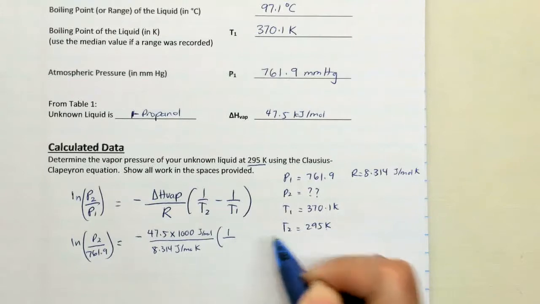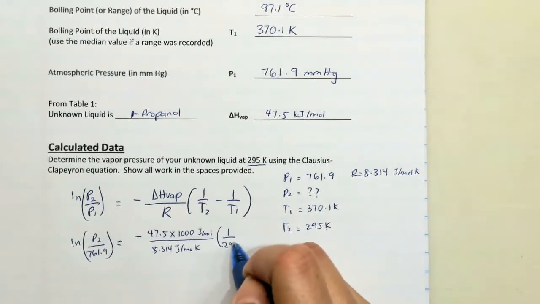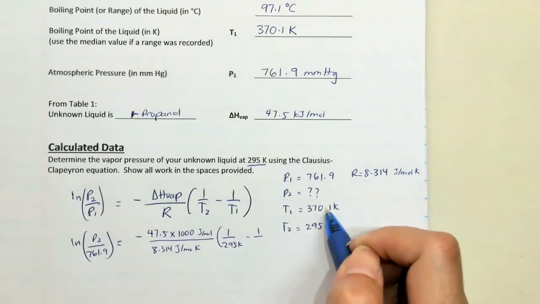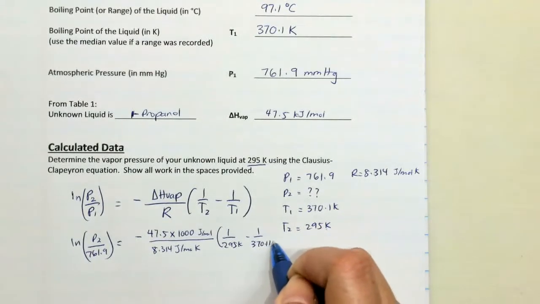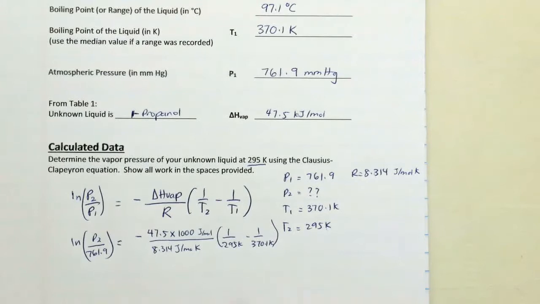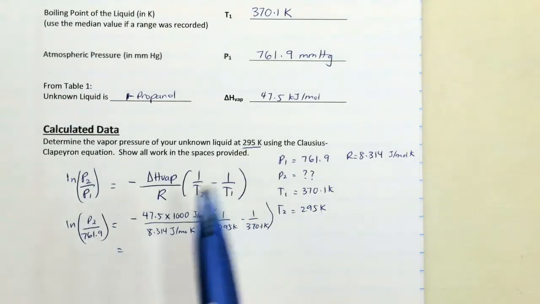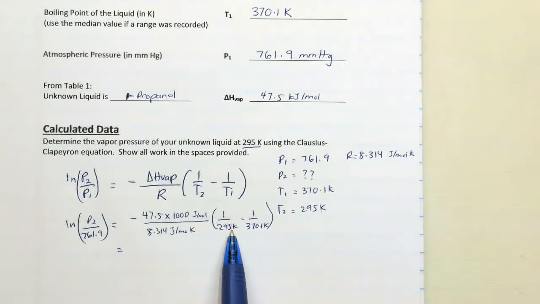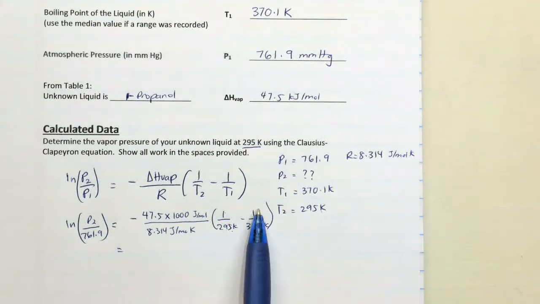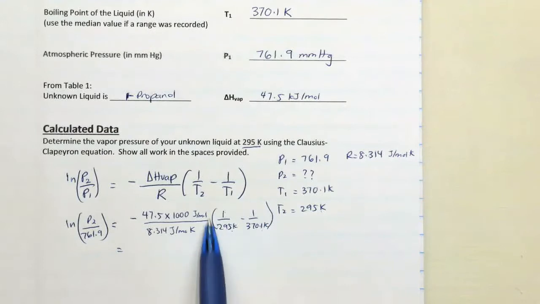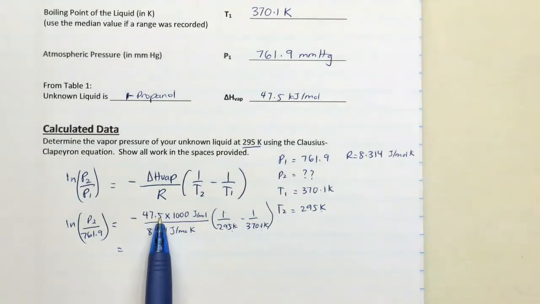And then my R is 8.314 joules per mole Kelvin. And then 1 over, in this case, 295 Kelvin minus 1 over my T1, which is 370.1 Kelvin. Okay. So all you do now is plug this into your calculator. When you try this, you should try with my example and see if you can get it. What I like to do is take 1 over 295, get an answer for that, and then hit minus 1 over 370.1, get the answer here, times negative 47.5 times 1,000, and then divide it by 8.314, and I'll get my answer, okay? So I'm going to do that on my calculator.